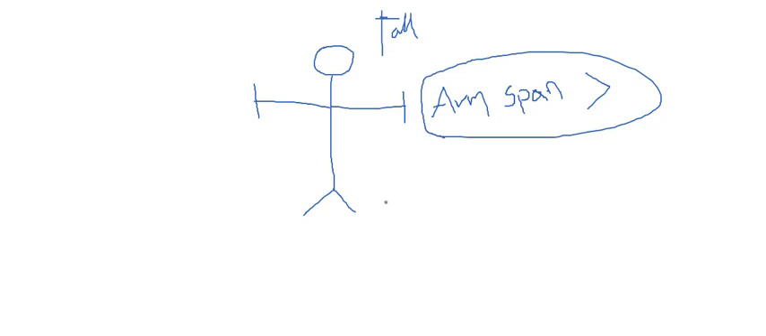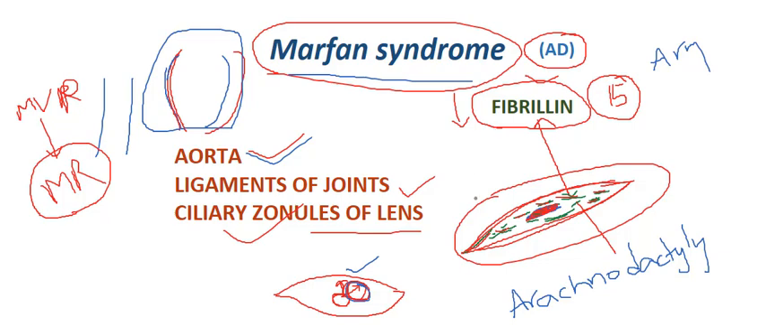And there will be some chest deformities like pectus excavatum and pectus carinatum. Scoliosis may occur, and it is accompanied by kyphosis. These are some of the things you have to remember in Marfan syndrome.